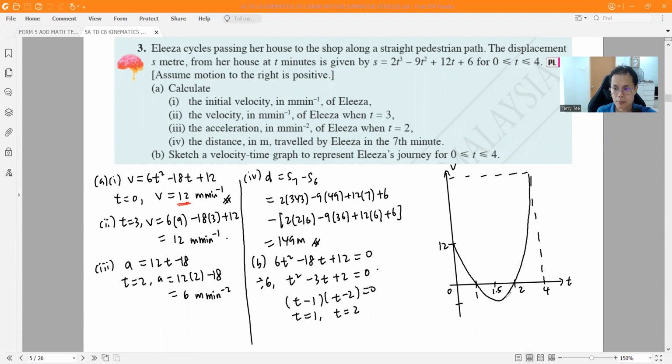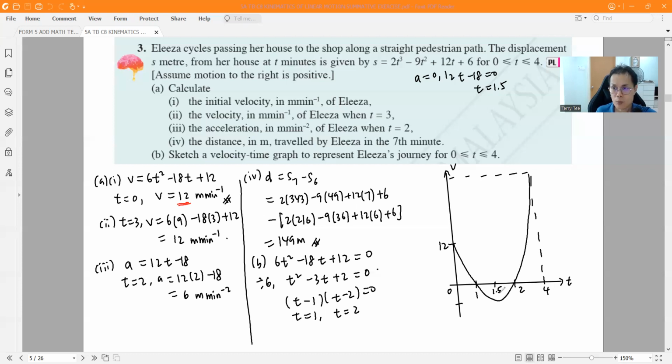Well, how do I get 1.5? Either you let your a be 0, since I already have a here. My a is 12t minus 18. I let it be 0. 18 divided by 12 is 1.5. Or you can just use a simple axis of symmetry. 1 plus 2 divided by 2, still 1.5.